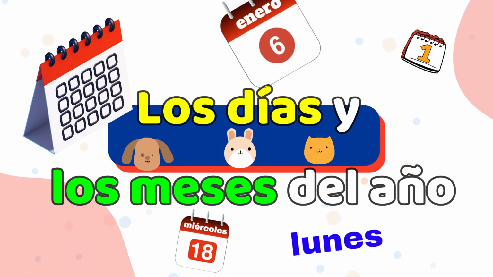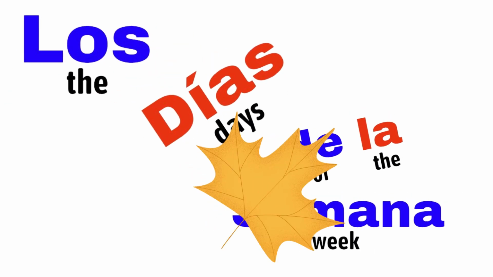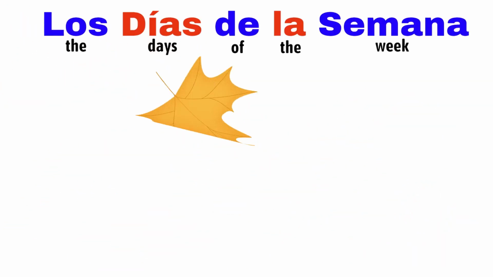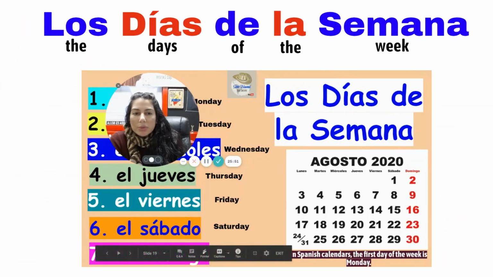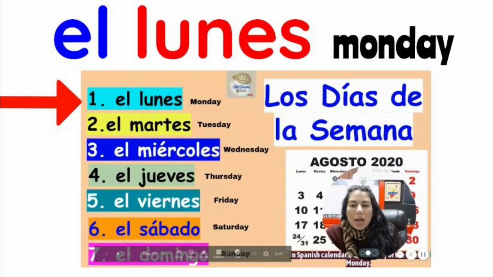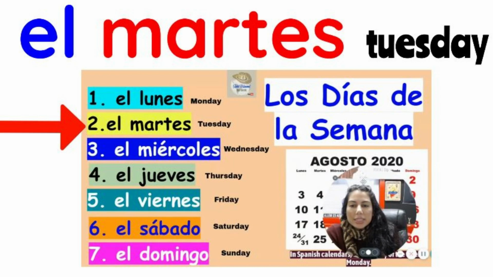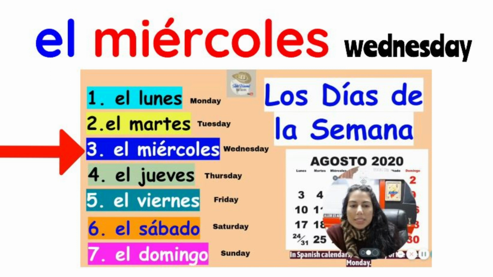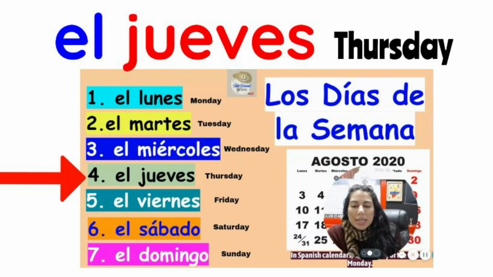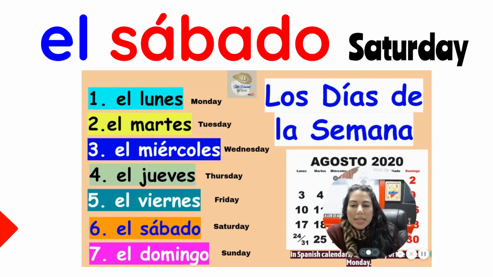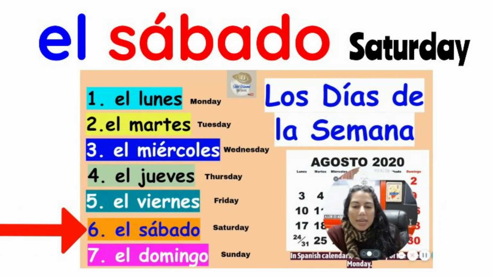Los días y los meses del año. Los días de la semana. Los días de la semana, obviously, en español, we have el lunes, el martes, el miércoles, el jueves, el viernes, el sábado, el domingo.